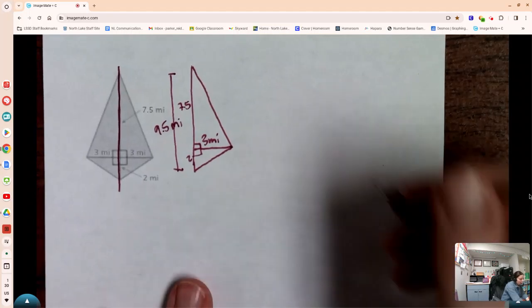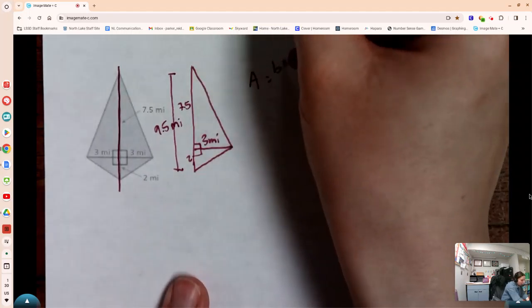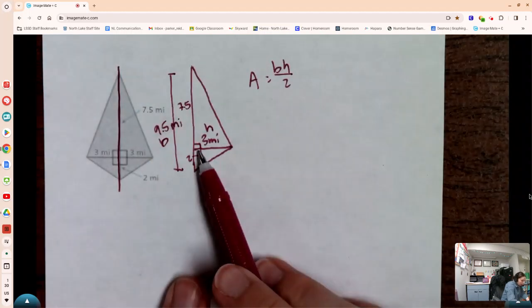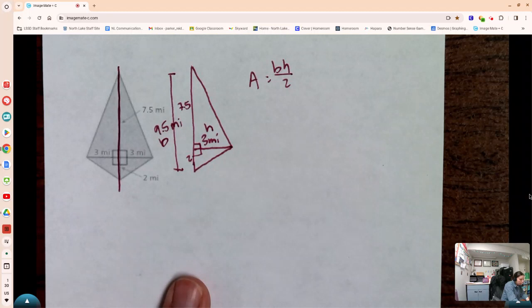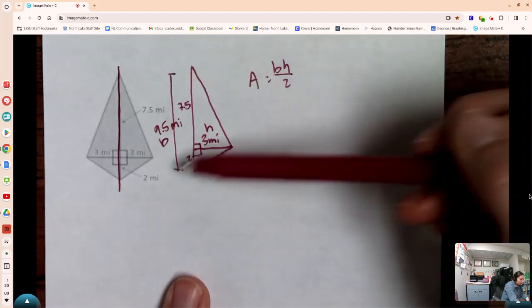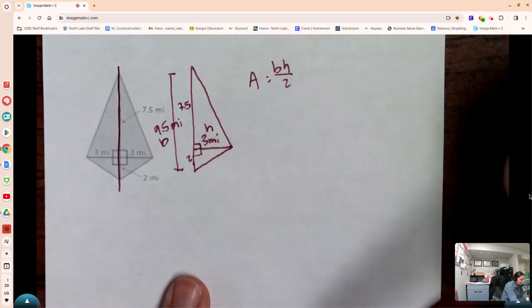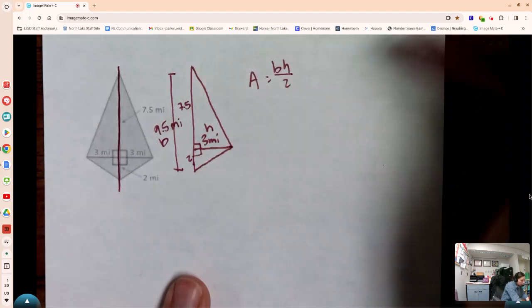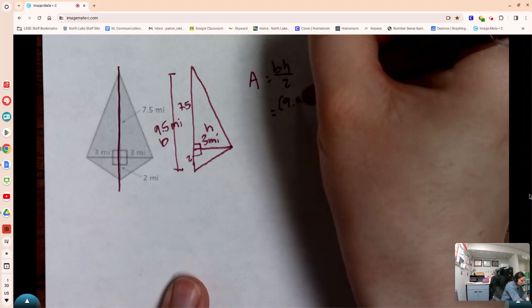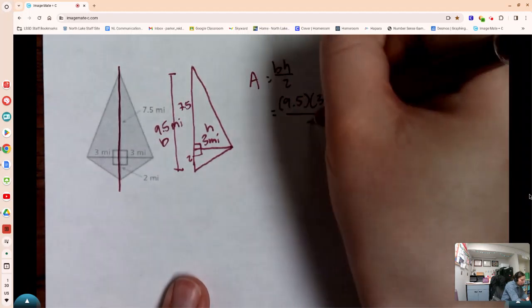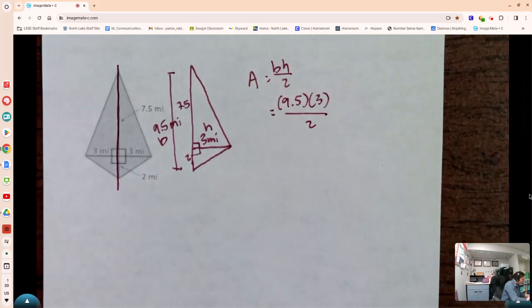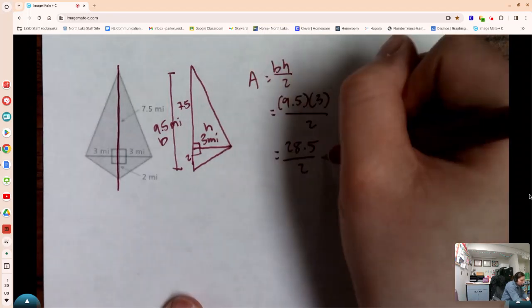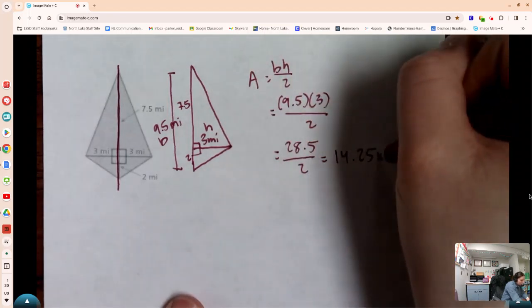So now I'm going to go ahead and find the area of that triangle, which is base times height divided by 2. Our base is 9.5 and our height is 3 because a right angle always shows the base and height. Those two sides forming the right angle show my base and height. Again, this full 9.5 mile length, not just one of the individual parts, but the whole thing. So I'm going to do 9.5 times 3 divided by 2. 9.5 times 3 is 28.5. Divided by 2 is 14.25 miles squared.